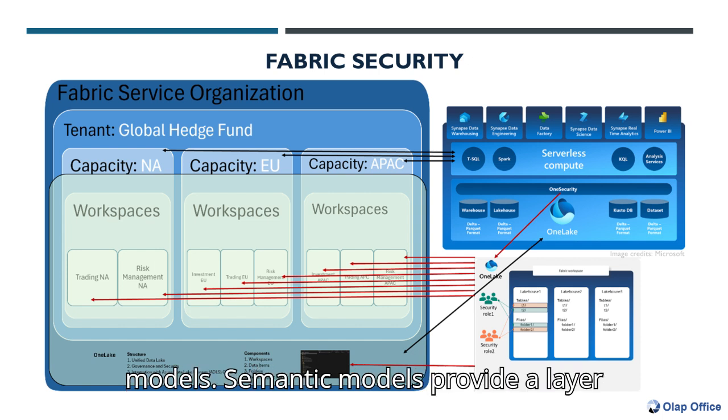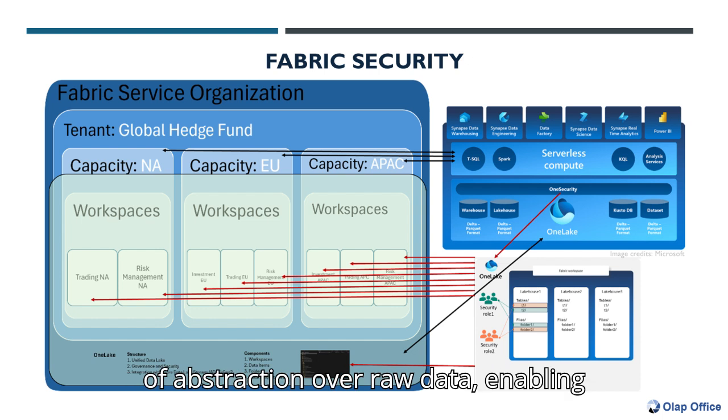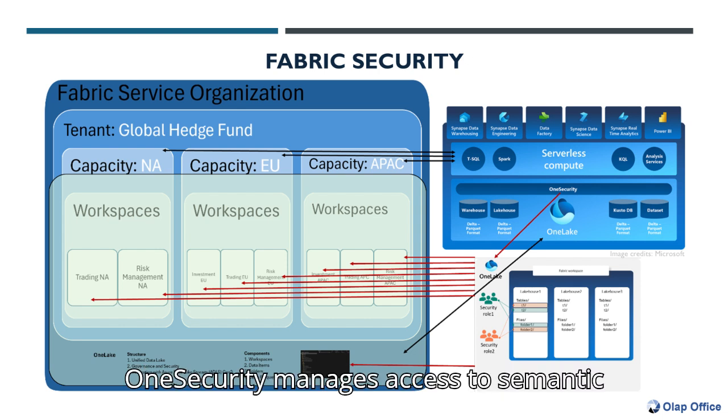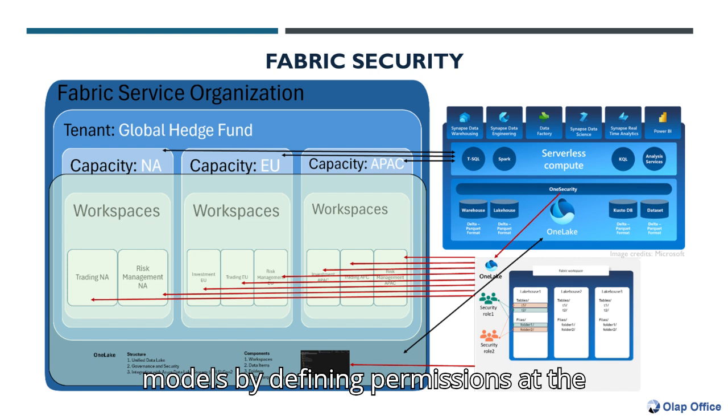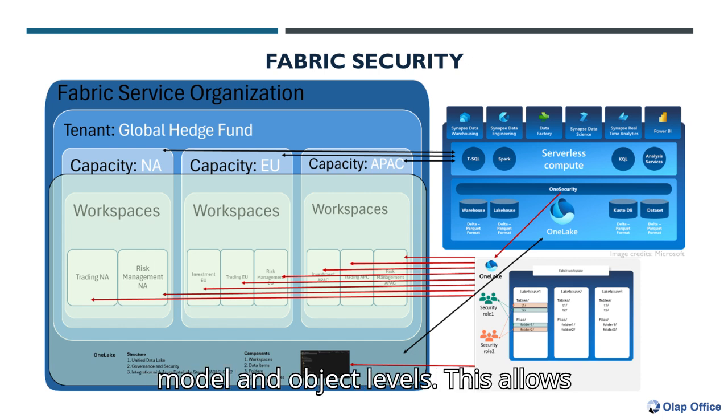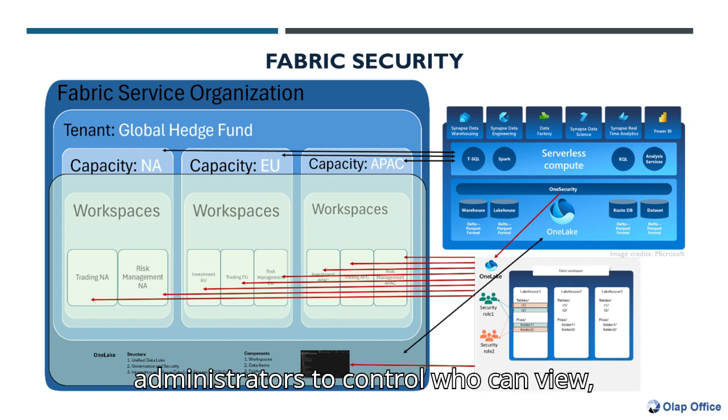Fifth, semantic models. Semantic models provide a layer of abstraction over raw data, enabling users to interact with data using business-friendly terms and concepts. OneSecurity manages access to semantic models by defining permissions at the model and object levels. This allows administrators to control who can view, edit, or manage the semantic models, ensuring that sensitive business logic and data are protected.